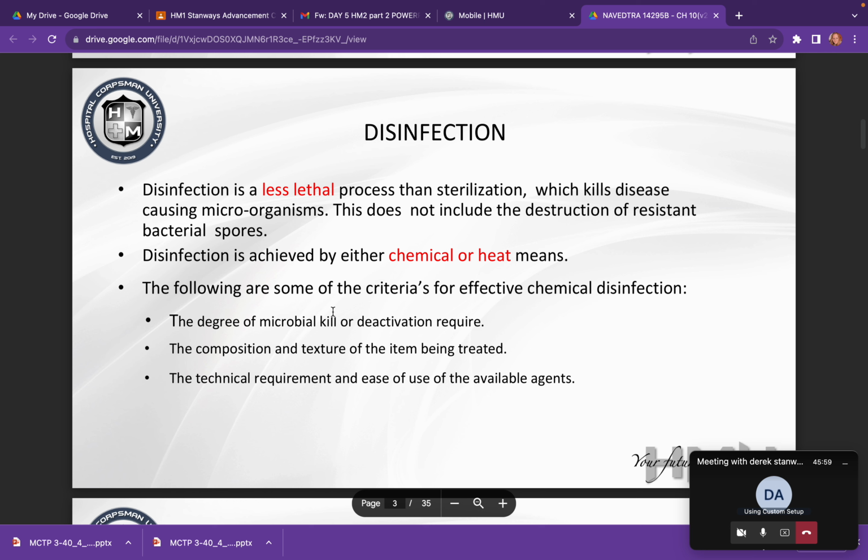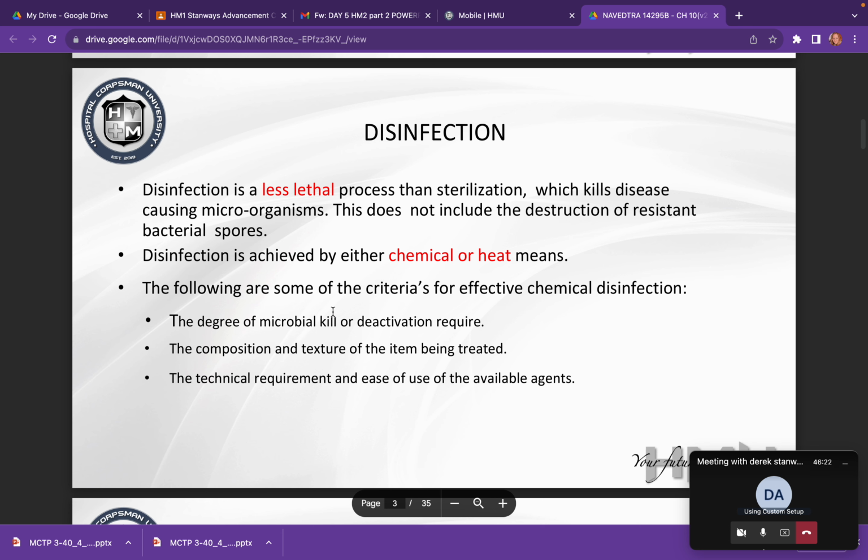The disinfection process does start in the main operating room at the back table, where they're basically clearing all the instrumentation of any grossly soiled bioburden, which is any living matter or clumps of tissue or a lot of blood or anything like that that is on the instrumentation. Disinfection is achieved by either chemical or heat means.